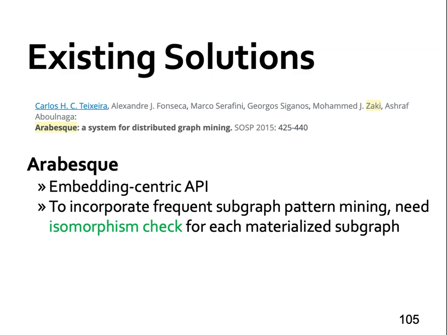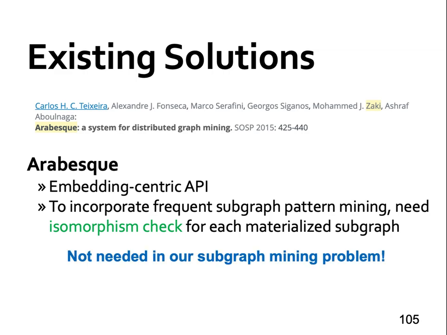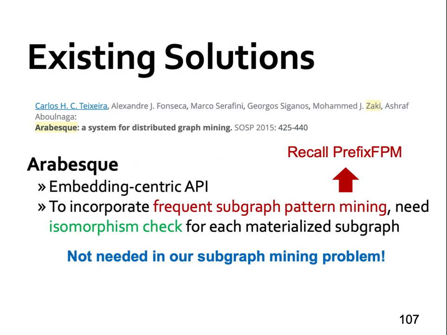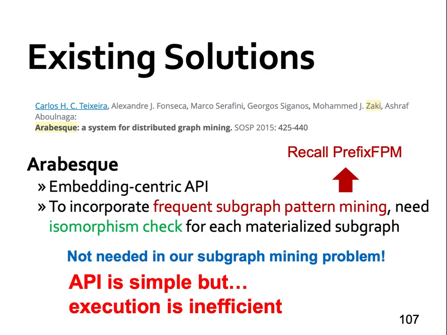Arabesque's API also covers the problem of frequent subgraph pattern mining, which requires Arabesque to conduct a subgraph isomorphism check on each newly materialized subgraph. But such a check is not needed in other subgraph mining problems that we consider. Recall that our set-enumeration tree perfectly divides the search space and avoids redundancy by comparing vertex IDs. In summary, Arabesque's API is simple, but not amenable to efficient execution.